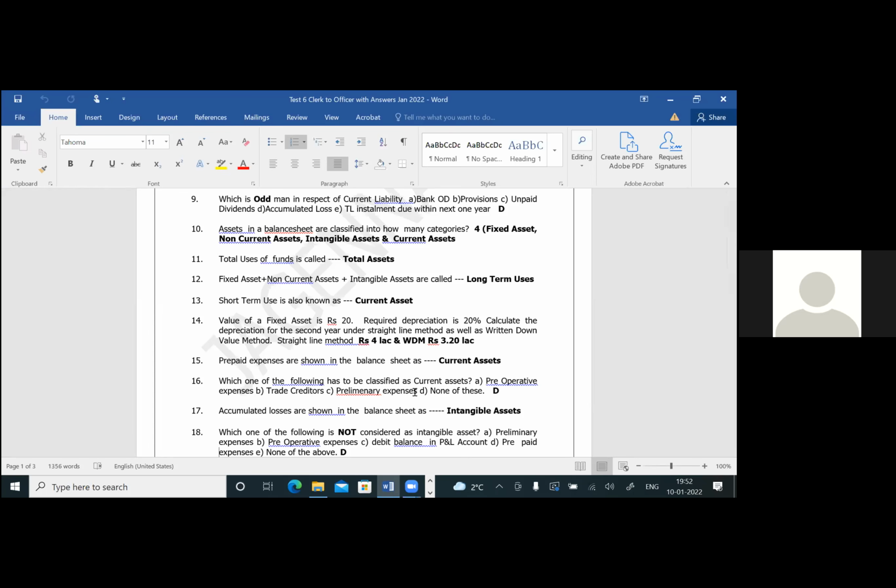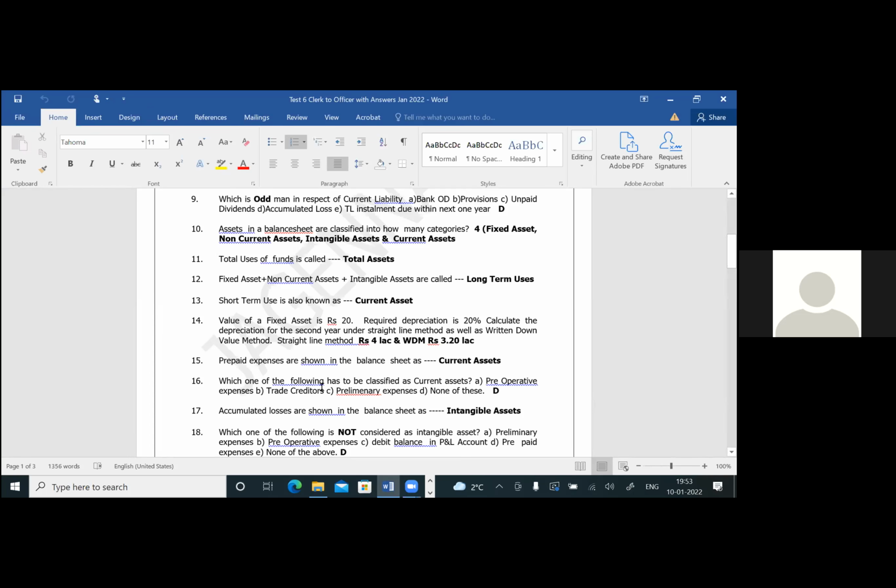What do you mean by pre-operative and preliminary expenses? Before commencement of the business, some expenditure is incurred. That is called pre-operative and preliminary expenses. Prepaid expenses, after you have started business, you have made some advance payment. So that is called prepaid expenses. So prepaid is a current asset, whereas pre-operative and preliminary expenses are called intangible assets. So the question is, which one of the following has to be classified as current asset?